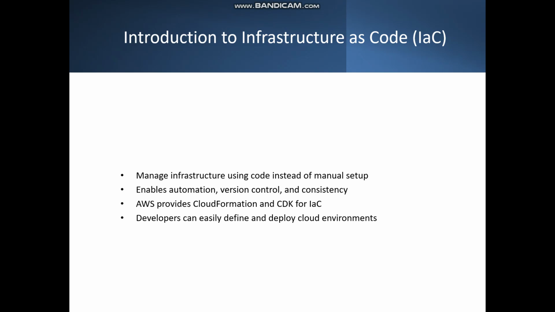First is the introduction to infrastructure as code, IaC. Welcome to the next topic, infrastructure as code, or IaC, with AWS. Infrastructure as code allows developers to manage and provision cloud resources using code rather than manual configuration. This approach brings automation, version control, and consistency to infrastructure management. With AWS services like CloudFormation and the AWS Cloud Development Kit (CDK), developers can easily define, deploy, and maintain their environments using repeatable automated processes.